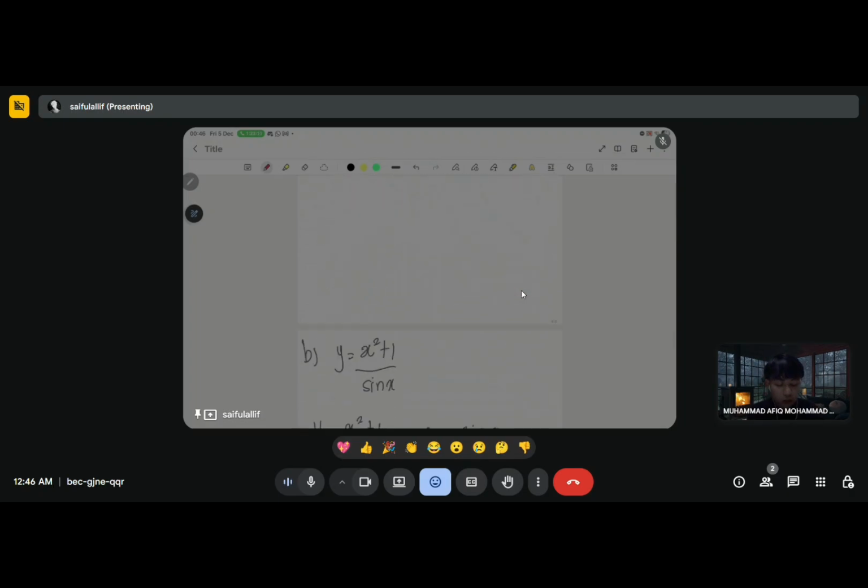Moving on to question 2b. What is question 2b? y equals (x^2 plus 1) over sin x. This is a fraction function. How do I know this is u and this is v? Because the numerator is always going to be the u and the denominator is going to be the v. For u, it is x^2 plus 1, so after I differentiate it, it becomes 2x, while v is sin x and it becomes cos x.